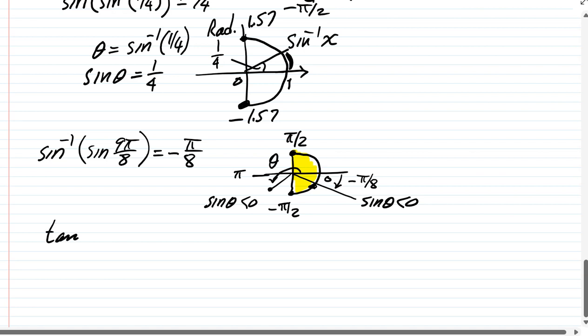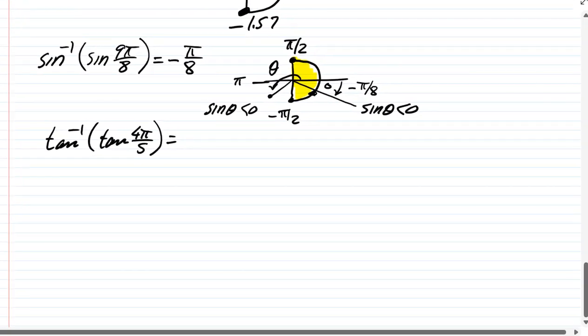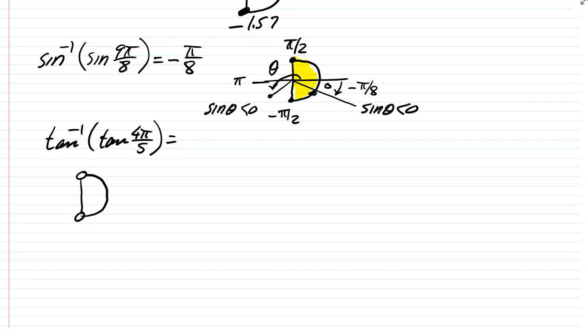Let's do arctan of tangent of 4 pi over 5. Again, the question: will this be 4 pi over 5? Well, let's do our circle, the half circle for tangent. The range of arctan is from negative pi over 2 to pi over 2.